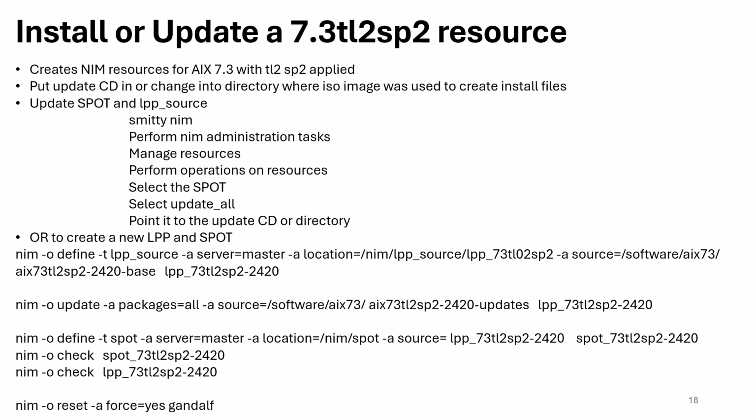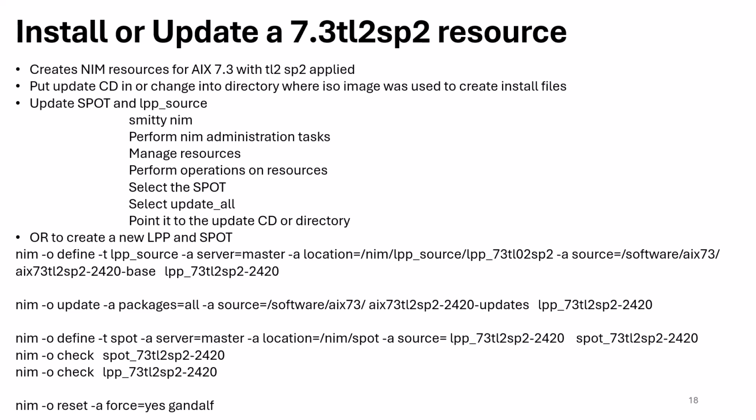Or you can create a new LPP and SPOT, which is typically what I do when I'm adding resources for different levels. So that would be the example I've got below, which has the actual command line commands where we do the nim -o define. I point it at the software AIX73 base, which is where I did my smitty bffcreate to, and I go and create the LPP. And then I update the packages with any updates that I may have. And I use the nim -o define to build my SPOT from that LPP. And I check my SPOT and my LPP.